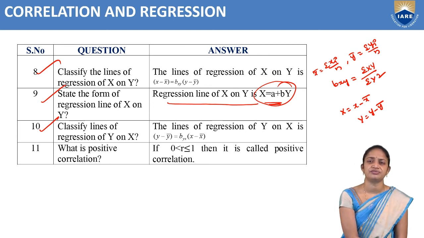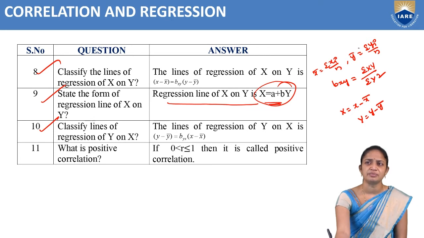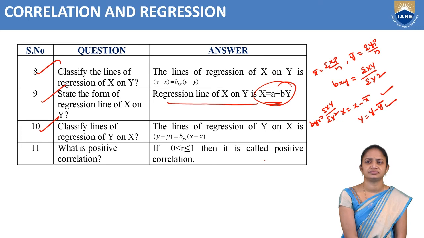Next one is the lines of regression of y on x. The regression line of y on x is y minus y bar equal to byx into x minus x bar, where x bar equals summation xi by n, y bar equals summation yi by n, and byx equals summation capital XY by summation capital X square, where capital X equals x minus x bar and capital Y equals y minus y bar.